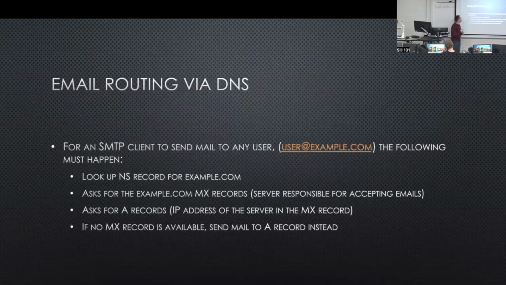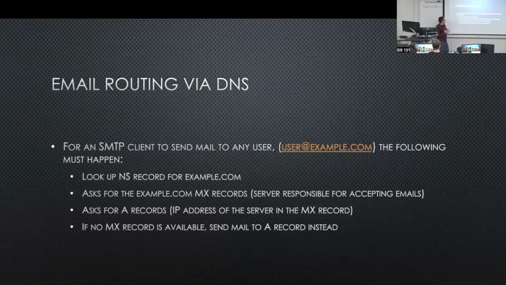So the first thing you look for is DNS information. For example, I have here, it says for an SMTP client to send mail to any user, the email address, so here it's user@example.com, the following must happen. It has to look up the NS record for example.com. You can think of example.com as google.com or Outlook or Yahoo or whichever one it has to be. So it has to look up the NS record for that ending address. Then it has to ask example.com for the MX records, which basically say which server is responsible for accepting emails.